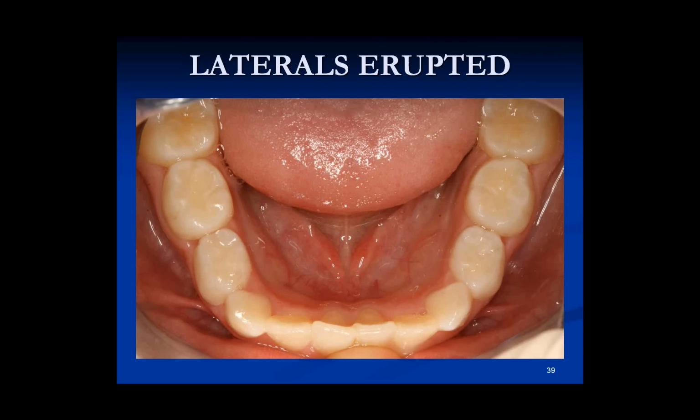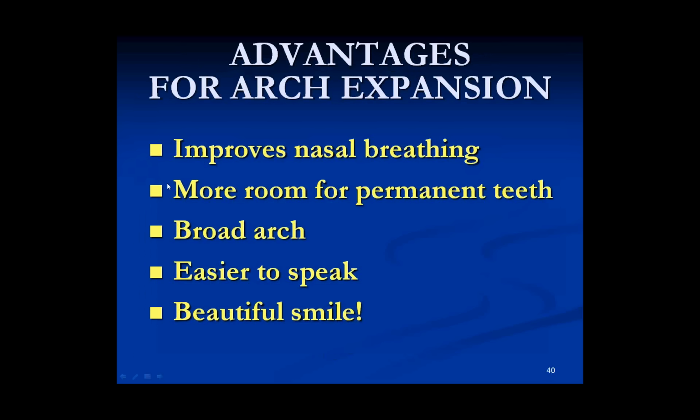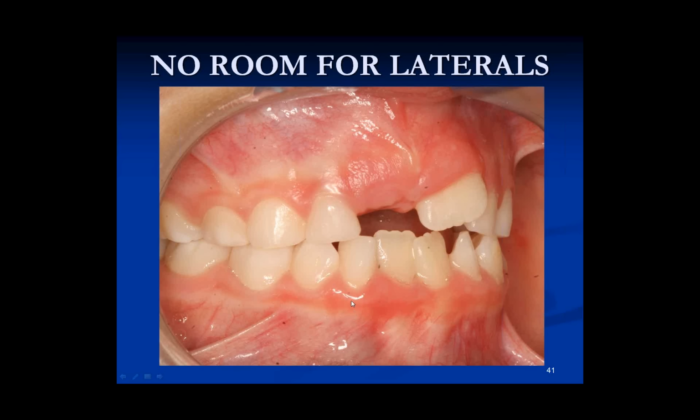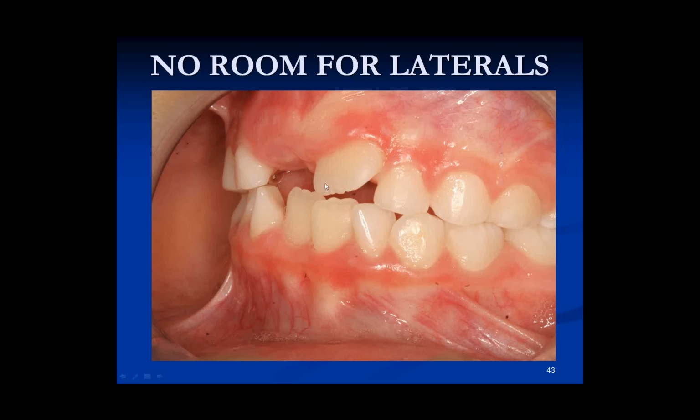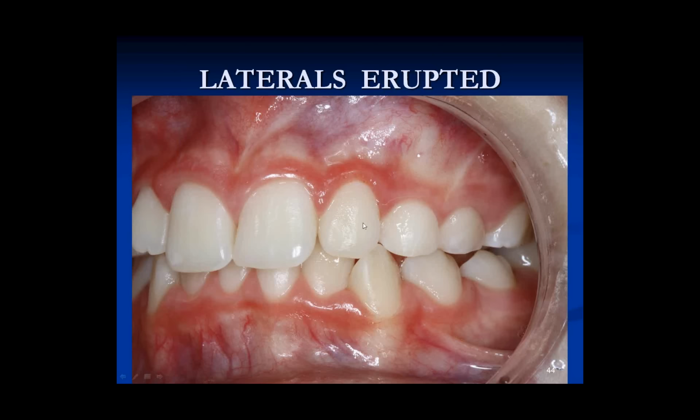Mothers and patients don't want extractions. They will find dentists and orthodontists who will expand their arches and avoid extraction of permanent teeth. So it improves nasal breathing, makes more room for the permanent teeth. Broader arch, easier to speak, beautiful smile. So again, no room for the laterals. Now there's room for laterals. No room for laterals. There's the laterals.